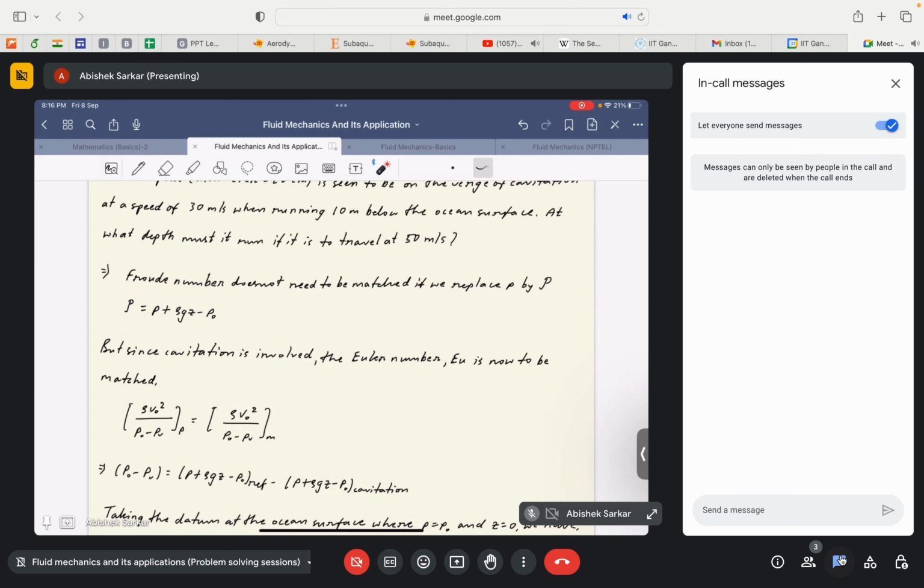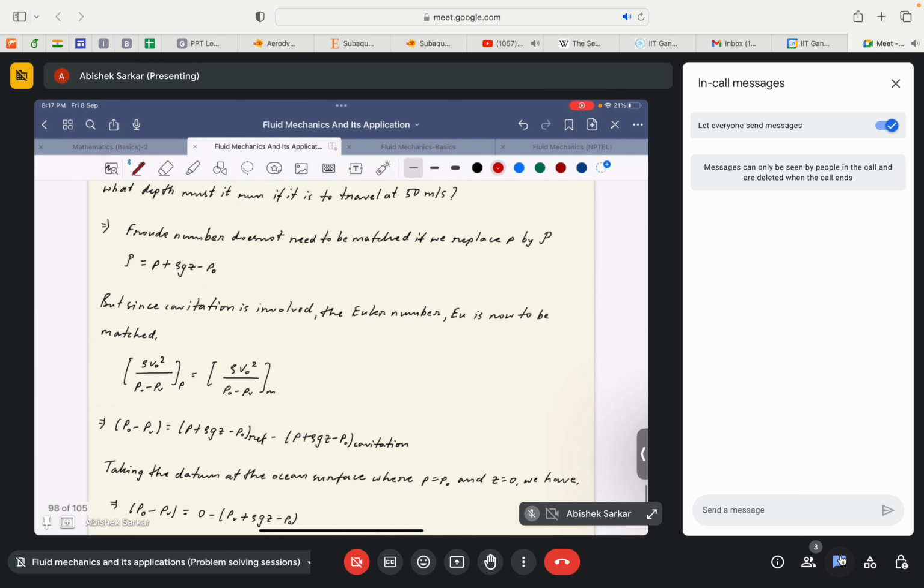But again, this next line is very important. Since cavitation is involved, the Euler number is now to be matched. Okay, as I have discussed in the previous derivations, till now we only know that if we modify the equations, like if we incorporate the gravitational term in the pressure gradient term, we can ideally deal with two non-dimensional numbers that need to be constant for both the cases, right? That need to be matched. But it may happen that while matching the two non-dimensional numbers, at least what we know thus far, we would have Reynolds number for a particular fluid flow problem.